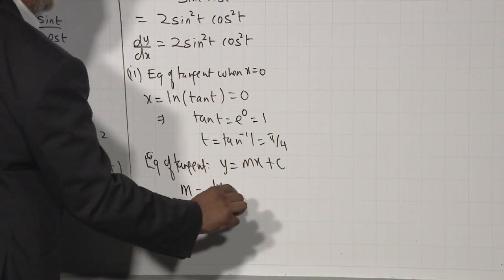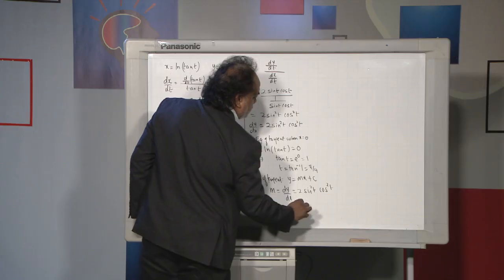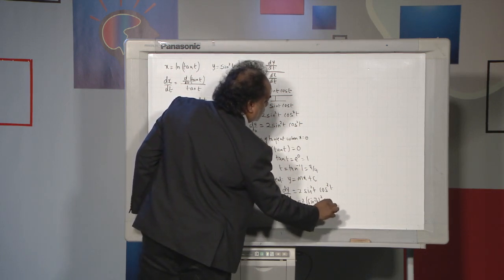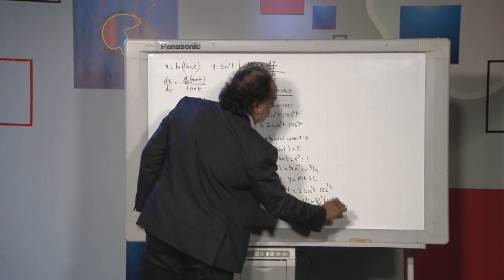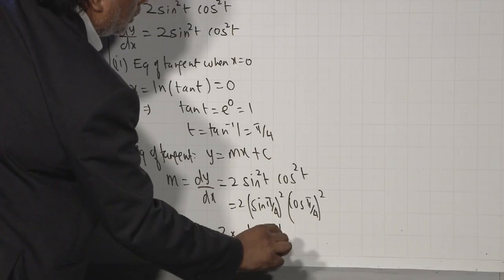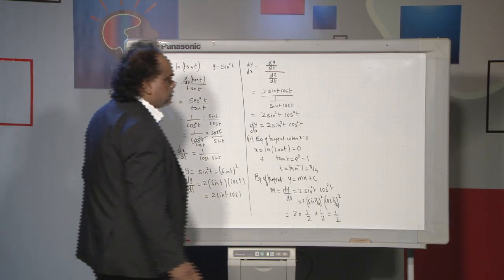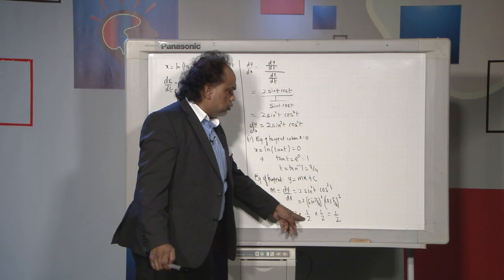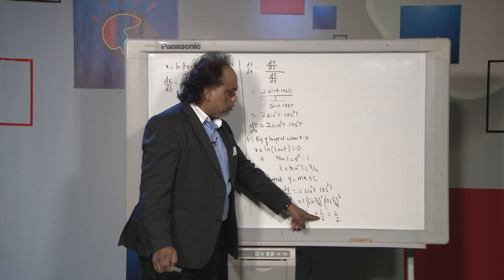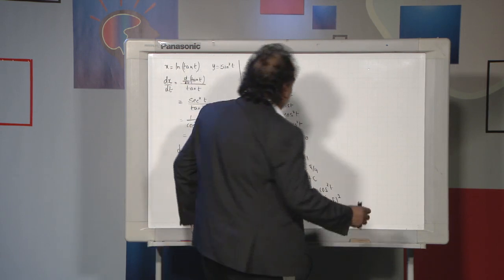dy by dx is 2 sine square t cos square t. Sine pi by 4 squared, cos pi by 4 squared. So this gives me half, this gives me half, so the gradient is half. Sine pi by 4 is 1 over root 2, so 1 over root 2 squared is half. Cos pi by 4 is 1 over root 2. Square it, I get half. 2 times half is 1, 1 times half is half.